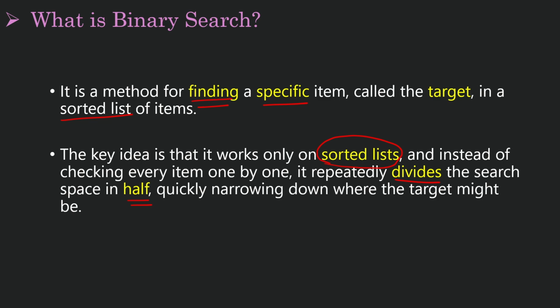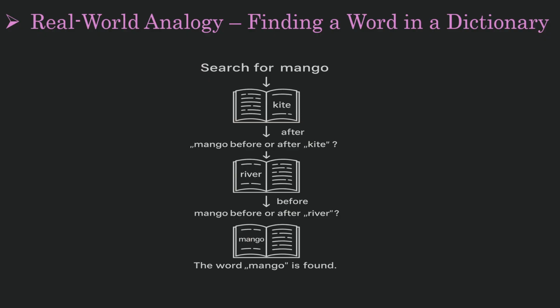Think of binary search as a smart way to guess the location of something by eliminating large chunks of possibilities with each step. It's like playing a guessing game where you get to ask questions that cut your options in half each time, leading you to the answer much faster than checking every possibility. To make this concept come alive, let's use a real-world analogy that you can picture easily. Real-world analogy: finding a word in a dictionary.